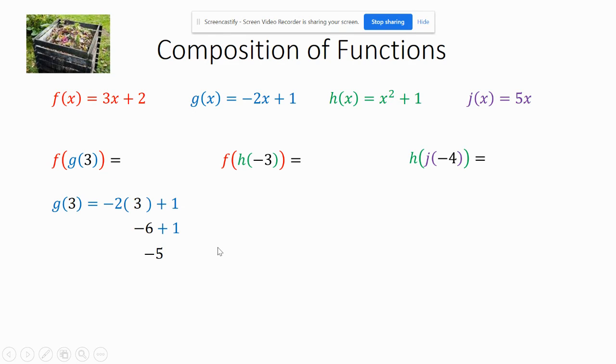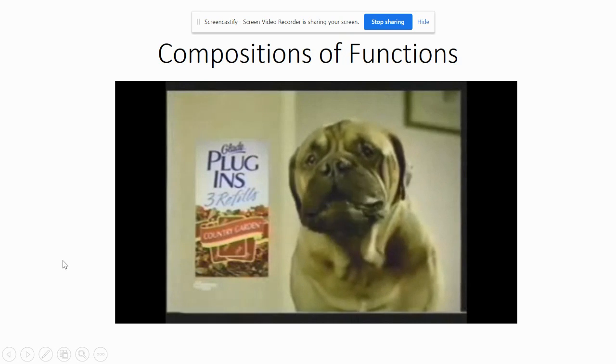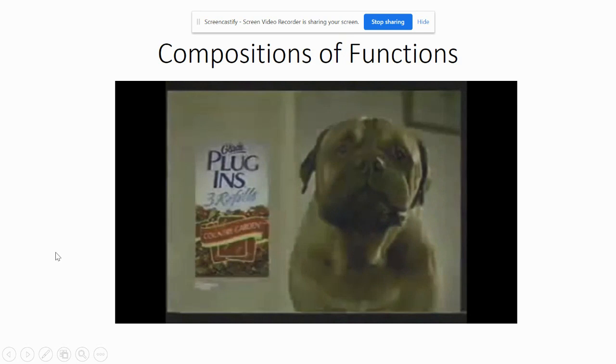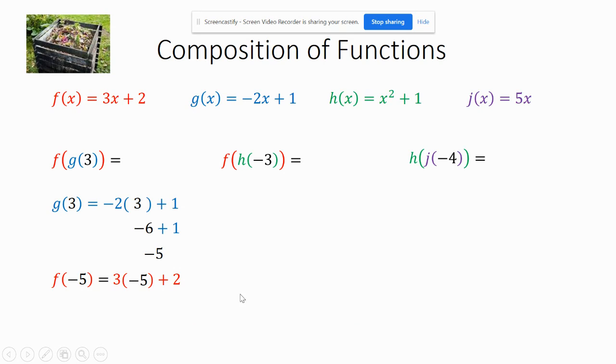I am not done. I'm now going to take that answer and plug it into the f function. Notice this time I wrote the function with the 3, and where the x is, I made a big parentheses, plus 2, but I'm not putting 3 in it. I'm putting -5. I'm putting the -5 from the problem in. 3 times -5 is -15, plus 2 is -13.